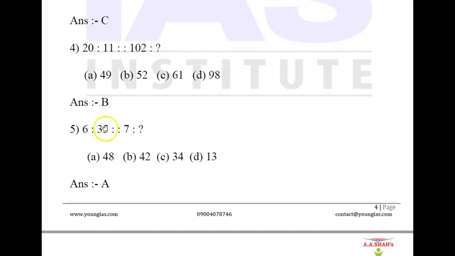Fifth question, 6 is to 35 and 7 is to what? So 6 square is how much? It's 36. 36 minus 1, 35. So same thing. 7 square, 49. And 49 minus 1, 48. So the answer would be A option 48 here.